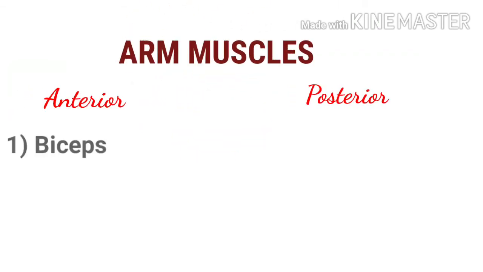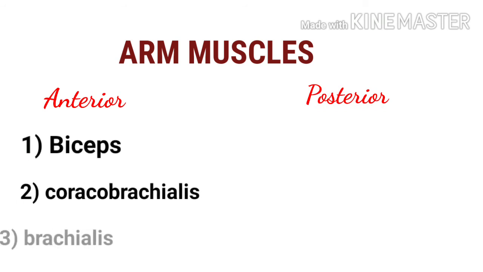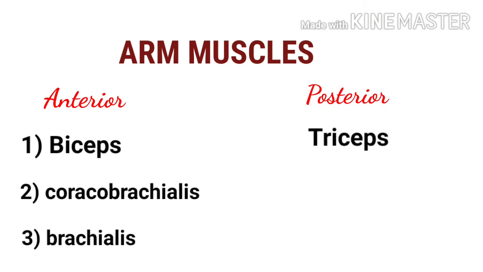So after the back muscles, we will talk about the arm muscles. The upper arm is located between the shoulder joint and the elbow joint. It contains 4 muscles, 3 in the anterior compartment and 1 in the posterior compartment. So we have 2 compartments in the upper arm, anterior and posterior. In the anterior compartment we have biceps, coracobrachialis and brachialis, and in the posterior compartment we have the triceps muscle.